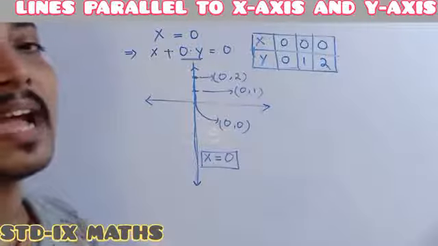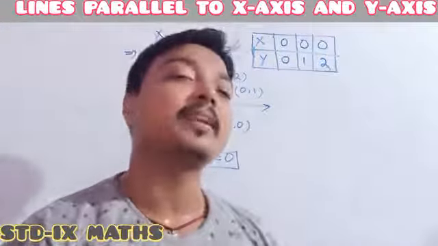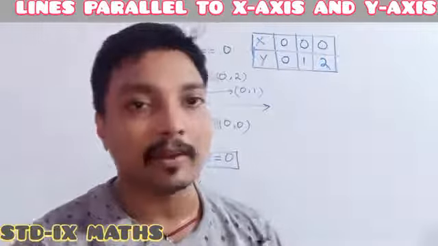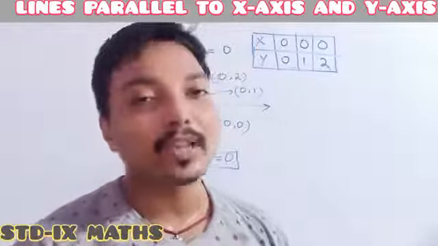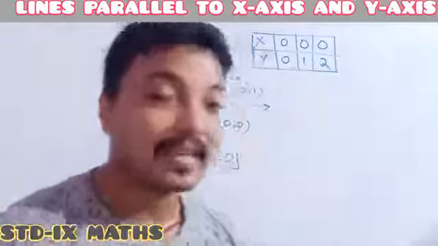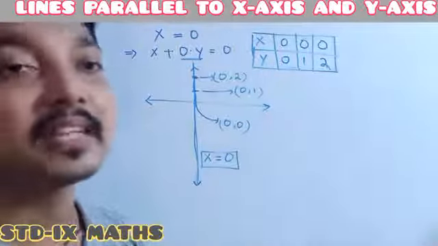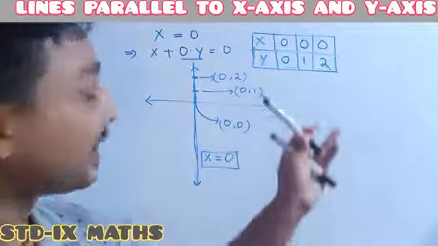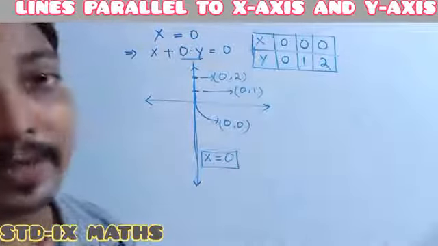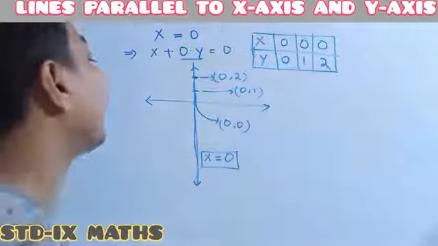So previously I showed the graphical representation of y is equal to 0, which is our x-axis, and x is equal to 0, which is our y-axis. So now we will step forward towards how to show the graphical representation of any line parallel to the x-axis and any line parallel to the y-axis.